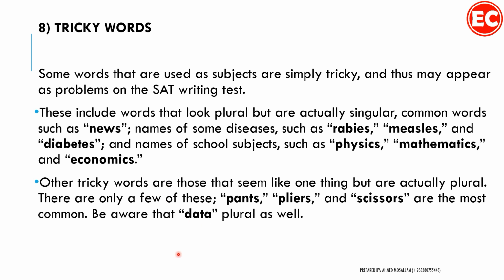Other tricky words are the opposite. They are one thing, but they are plural because they consist of two parts. Like pants, they have two legs, pliers, they have two handles, scissors, they have two blades. Take care that the word data is plural as well.